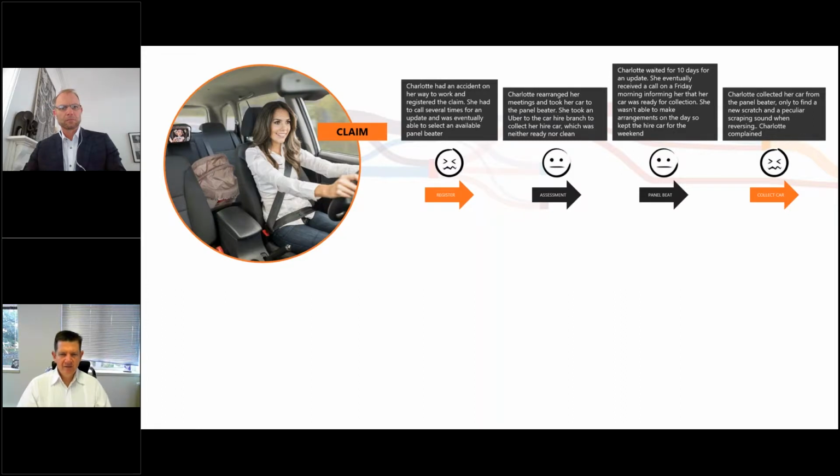She starts to rearrange her meetings, and she takes an Uber to the car hire branch. This is a service that's offered through this particular insurer, and the car that she was expecting to get wasn't ready, and she had to wait, and it wasn't clean. So it's just adding to her level of frustration.